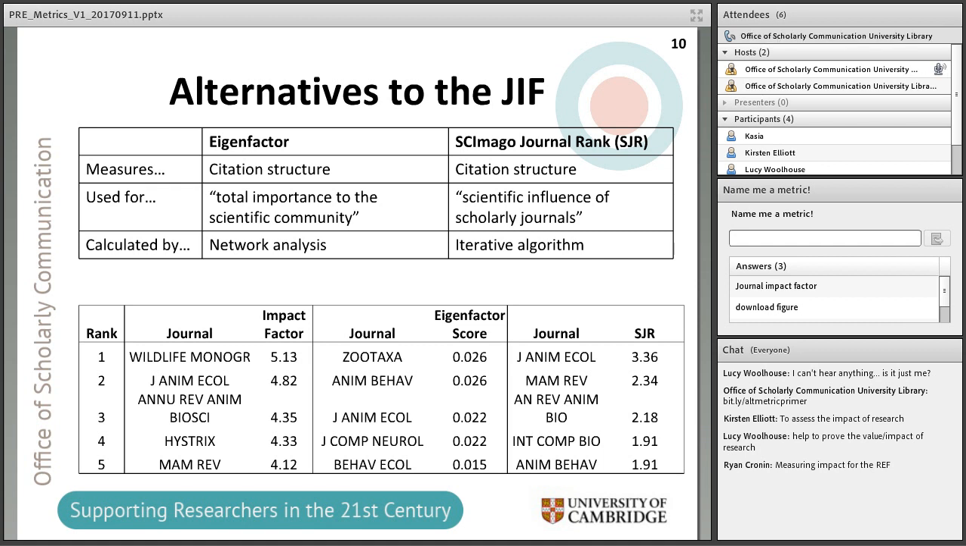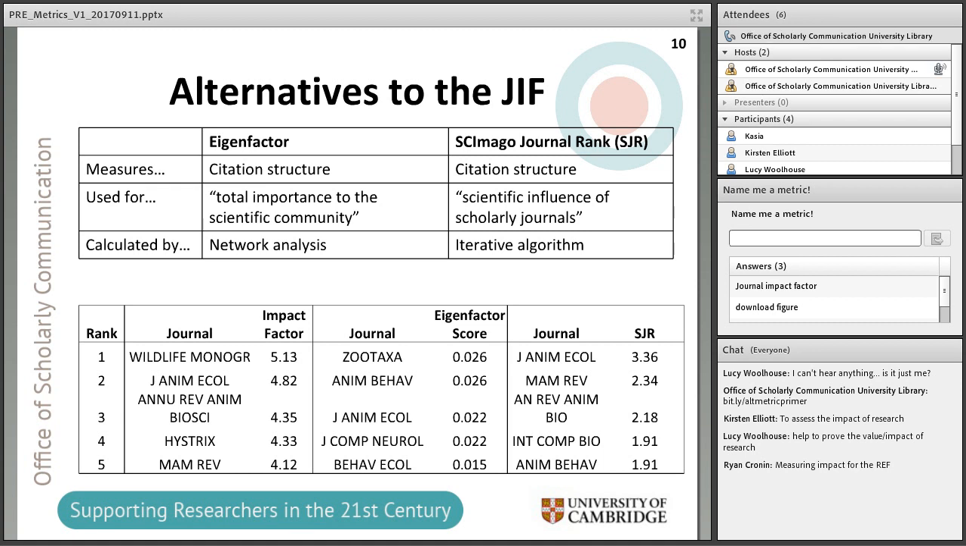I think there are links in the bit.ly document that I created. There should be links so you can go away and read a bit more on how they're calculated. But it's a lot more complicated than just counting up the number of citations and citable items.